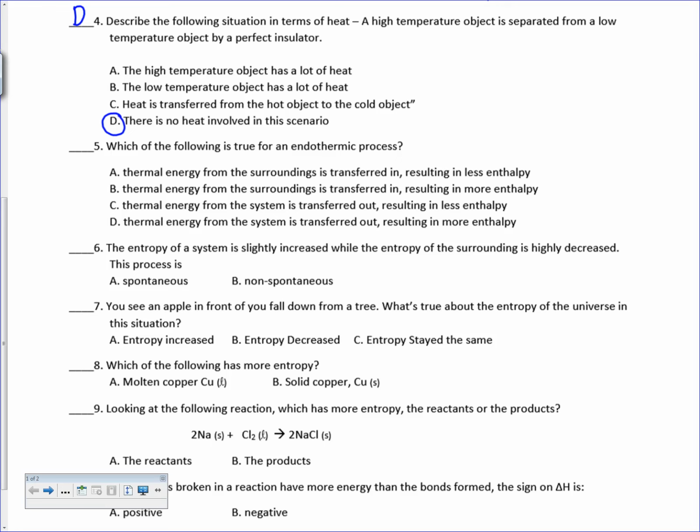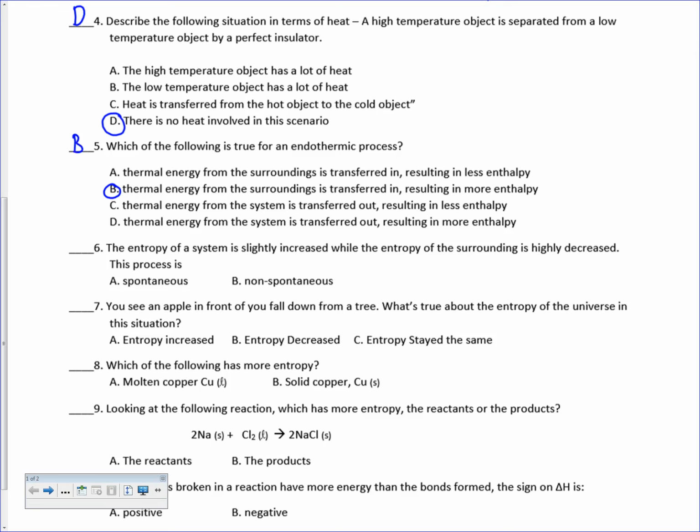All right, which of the following is true for an endothermic process? The first thing here is: is energy coming in from the surroundings or is it being transferred out? In endothermic, energy is coming in from the surroundings. What that energy is doing is going and being stored in the bonds. So enthalpy is going to be increasing in this case. So B is the correct answer.